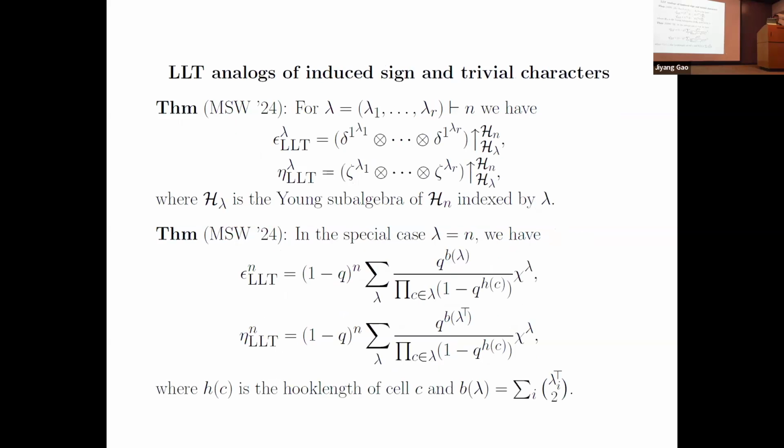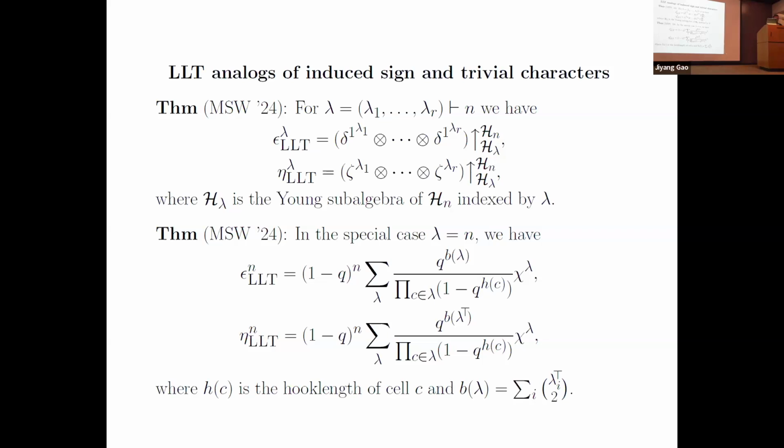So we have concise descriptions of LLT analogs of the characters. The deduction from the algebra is H graph. In particular, the LLT analog of the induced sign character is the tensor product of the delta traces indexed by lambda, induced from H lambda to Hn. The LLT analog of the induced trivial character is the tensor product of the zeta traces, once defined for the bar elements, induced from H lambda to Hn.